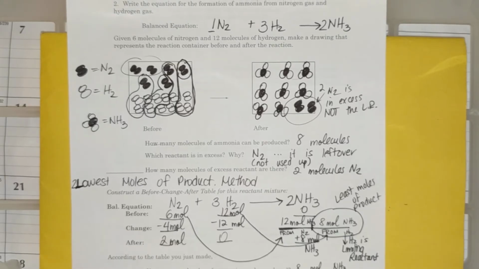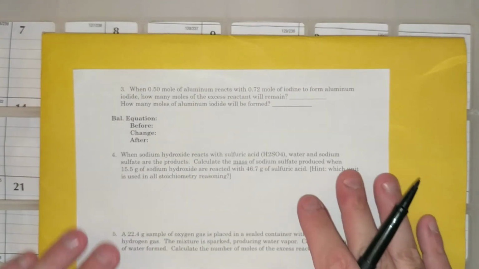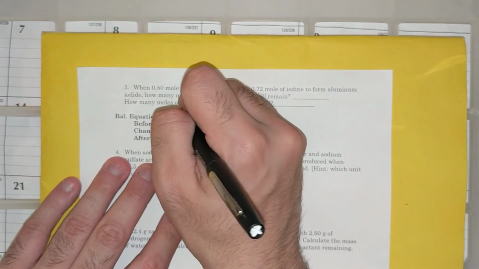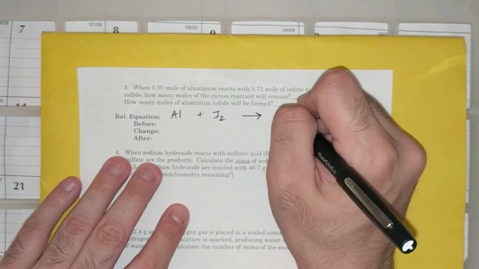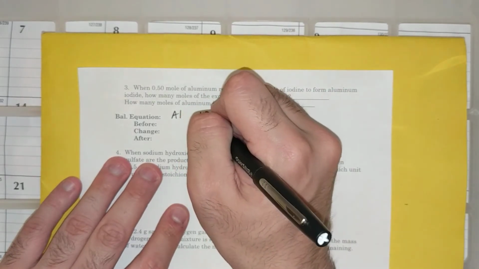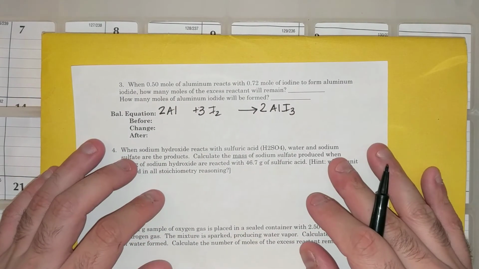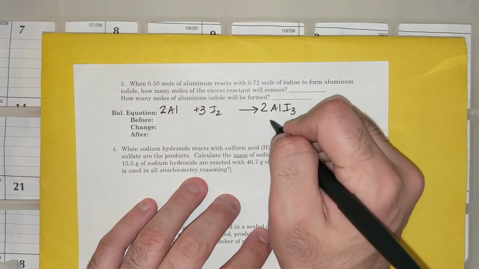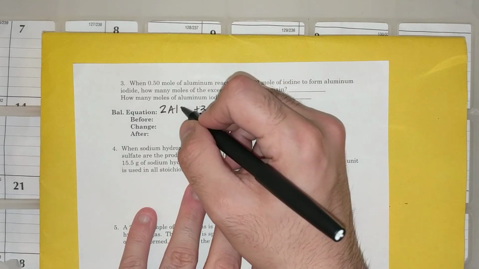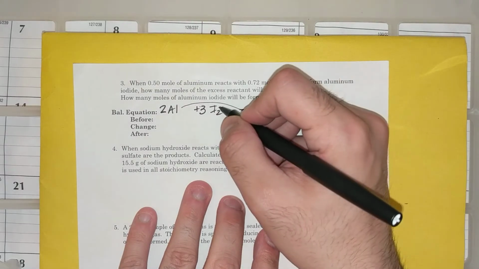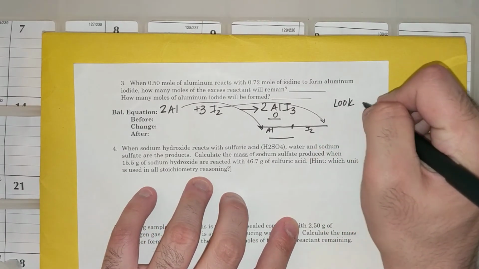Okay, so now what I would like you to try and do is apply either one of these two methods to questions 3 and 4. And I'll get you started on 3. The balanced chemical equation is aluminum plus iodine gives me AlI3. And if I want to balance this, it becomes 2Al plus 3I2 gives 2AlI3. Okay? So, in constructing this BCA table, you could look for how many moles of AlI3 could come from Al, and how many moles of AlI3 could come from I2. Look for lowest moles of product.